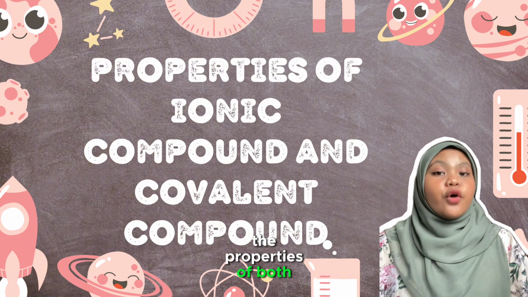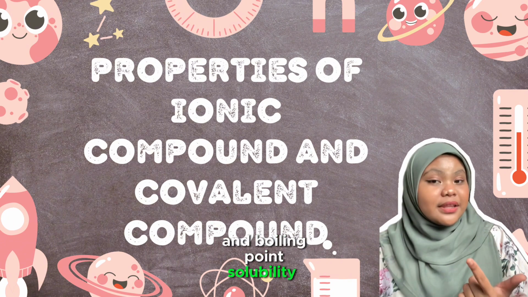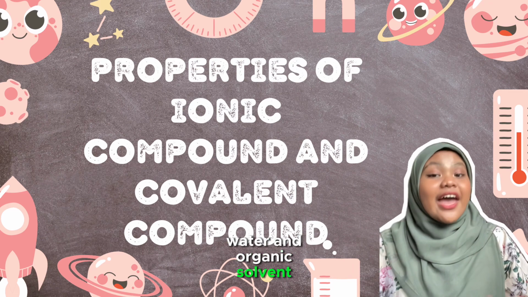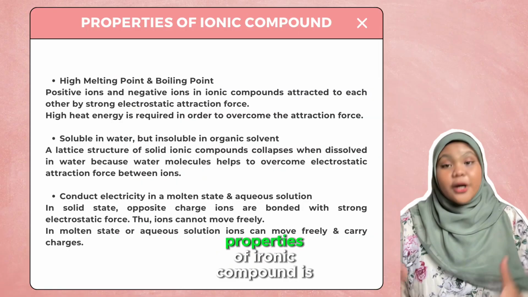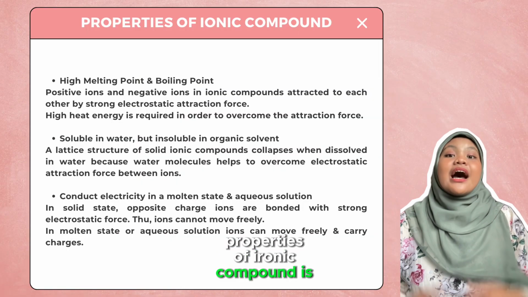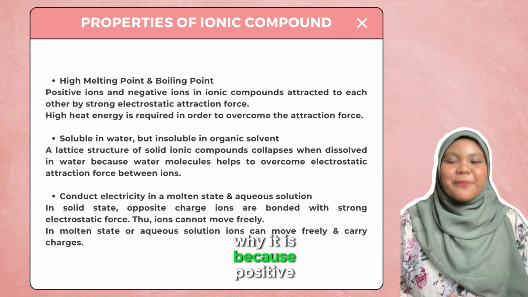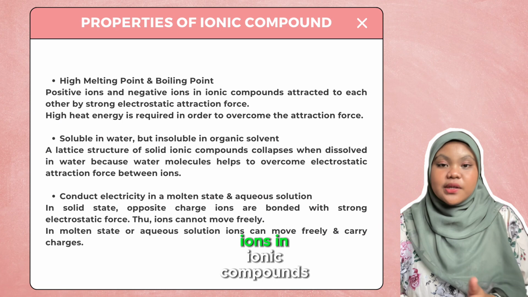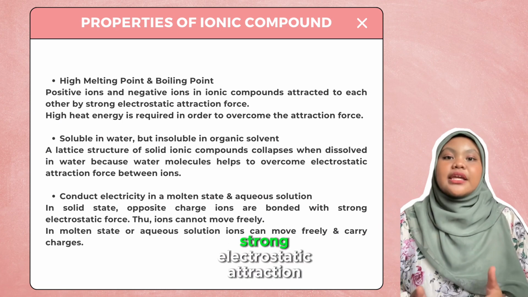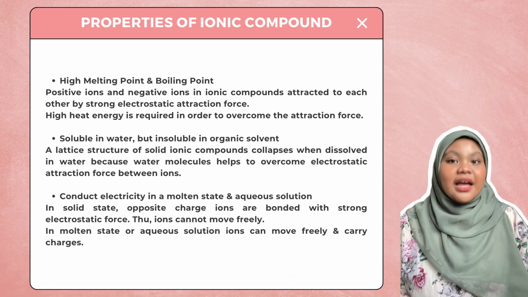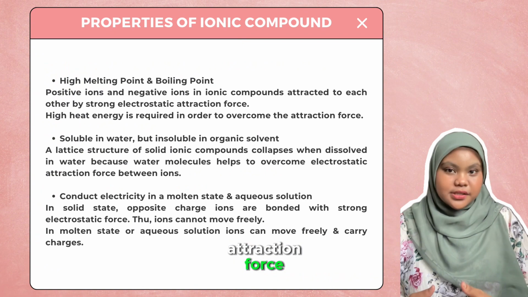The properties of both compounds are melting point and boiling point, solubility in water and organic solvent, and also conductivity of electricity. A property of ionic compound is high melting point and boiling point. Why? It is because positive ions and negative ions in ionic compounds are attracted to each other by strong electrostatic attraction force. High heat energy is required to overcome the attraction force.